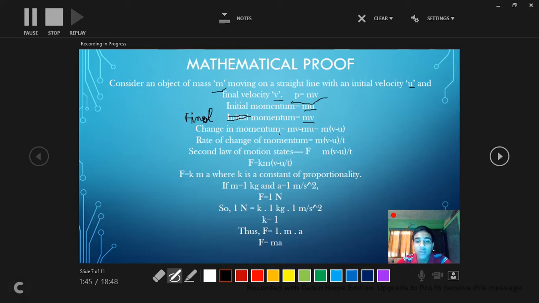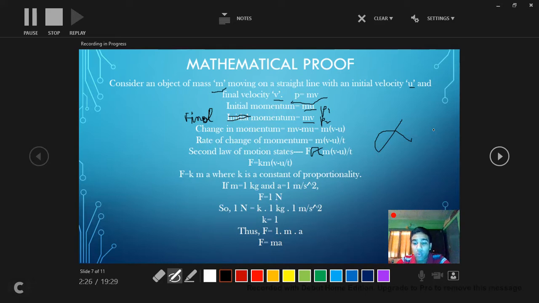So rate of change of momentum, what I said, is p2 minus p1 by t. Let this be p2 and this be p1. We have taken m common already, so it is m into v minus u by t. The second law of motion states that F is directly proportional. This is the symbol of directly proportional, like alpha. So F is directly proportional to m into v minus u by t.